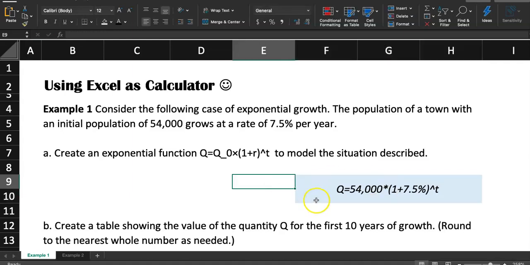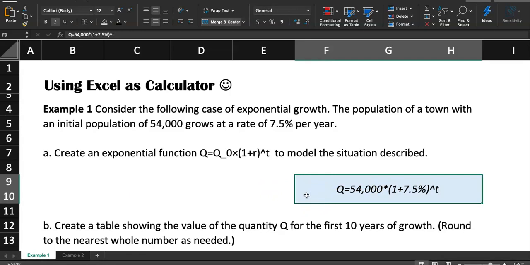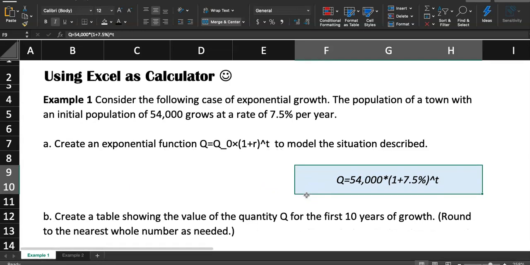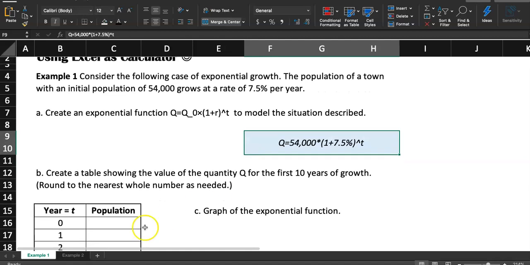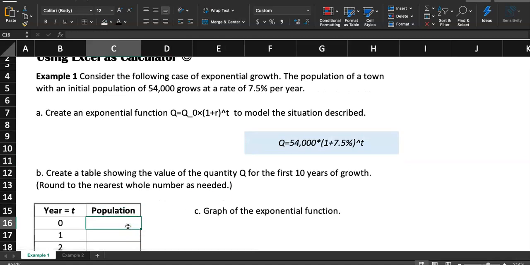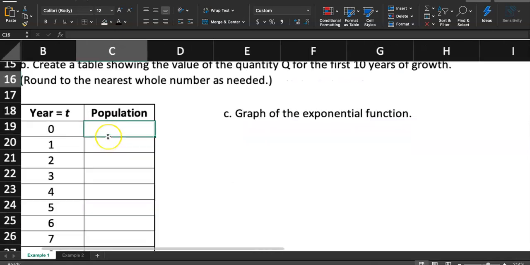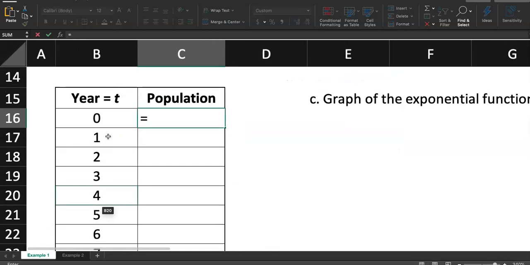That's the function that you're going to write for this population model. Okay, so we're going to create a table using the value of the quantity Q for the first 10 years of growth. And we will round to the nearest whole number as needed. So what if it's year 0? Let me go ahead and type the exact same formula down here, but I'm going to use t equals 0. So I will type up an equal sign.